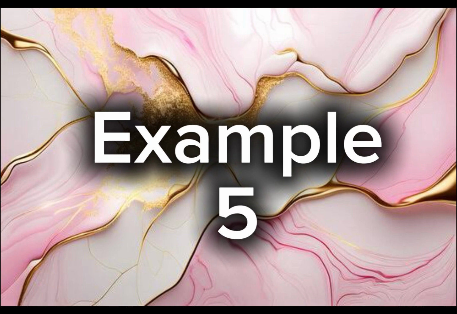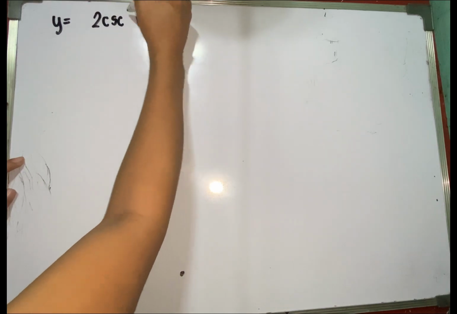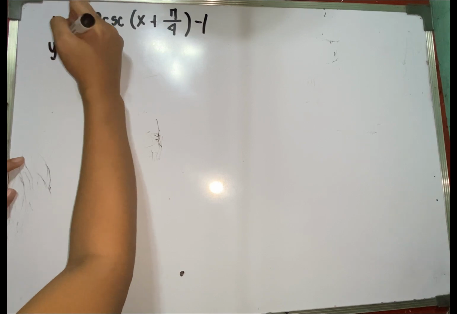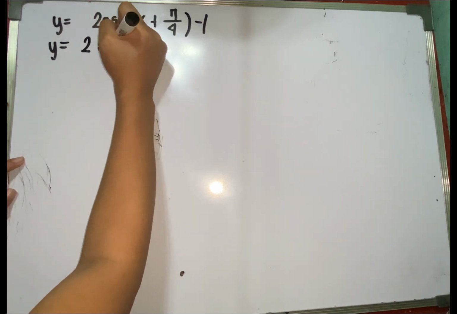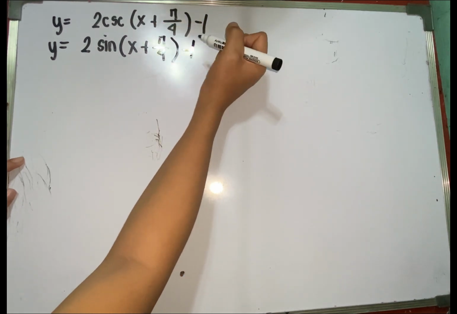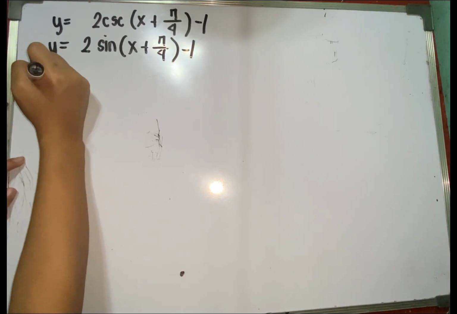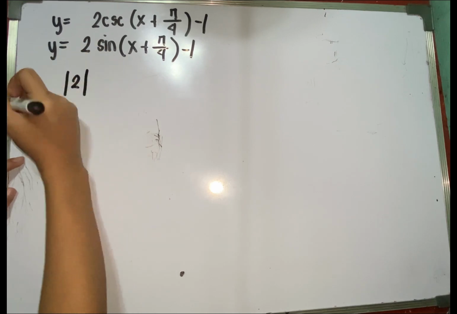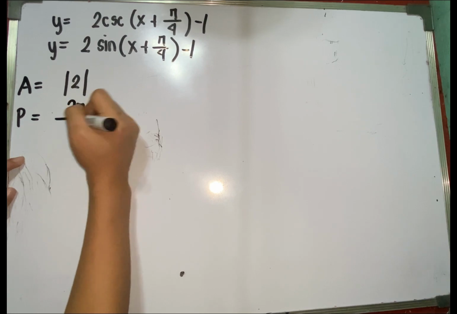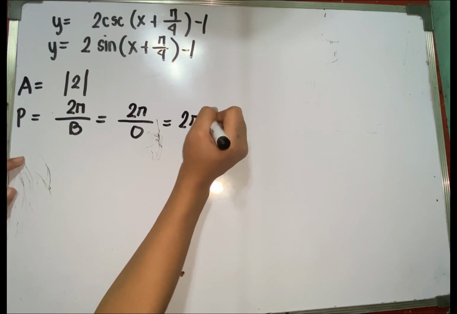So let's move to example number 5, an example of cosecant. y is equal to 2 cosecant x plus pi over 4 minus 1. The reciprocal of cosecant is sine, so it becomes 2 sine x plus pi over 4 minus 1. So we have to get our amplitude first. Our amplitude, as you can see, is 2. For our period, which is 2 pi over b, since we don't have b, it is 2 pi.